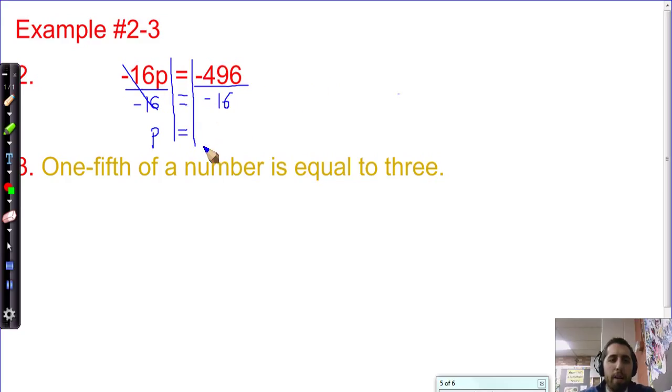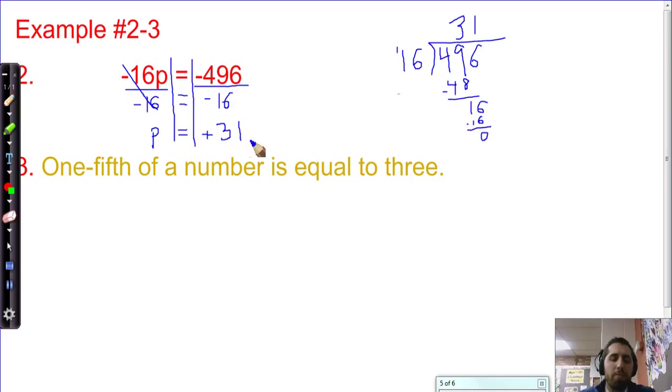Now I know a negative divided by a negative, those are integer rules for multiplication and division. If the signs are the same, that'll be a positive answer. And 496 divided by 16, let's just figure this out really quickly. 16 goes into 49 3 times. 3 times 6 is 18. Carry a 1. 3 times 1 is 3 plus 1 is 4. Subtract and we get 16. Okay, 16 goes into 16 one time. So this would be 31, and it comes out evenly. How nice. So this is a positive 31.